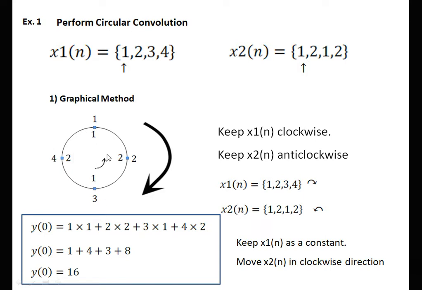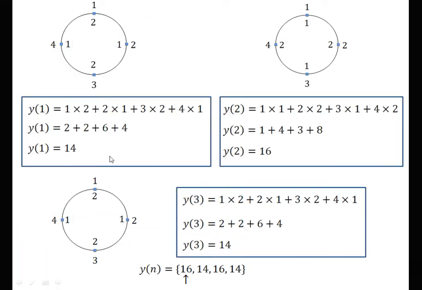For the next iteration, we are not changing x1 of n, but we are changing x2 of n in a clockwise direction. Initially we place it in anti-clockwise, but after that we move in a clockwise direction. See the second step. Now we are moving this signal in a clockwise direction. Therefore the outside signal is fixed, 1 2 3 4, and we are getting 2 1 2 1.